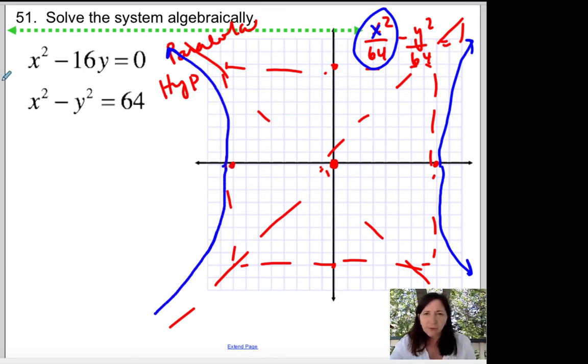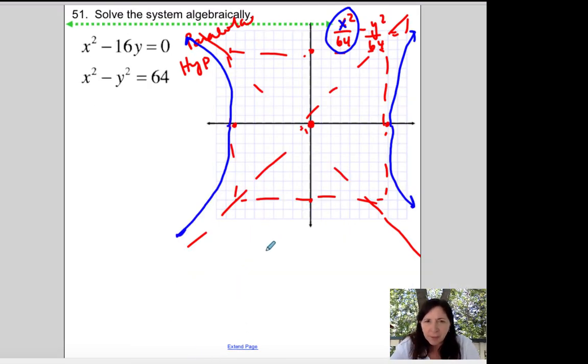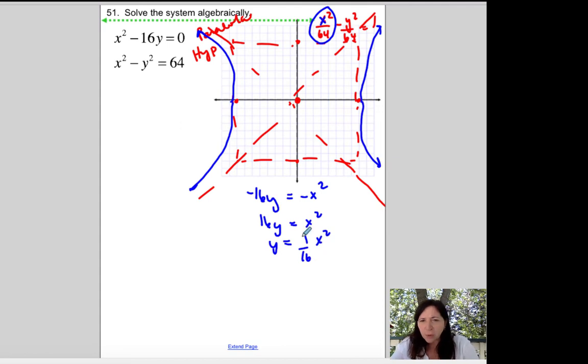Okay, now for this problem, that's a parabola. And so let's see what that would look like. For this problem, I'm going to go negative 16y equals negative x squared. I'm going to get 16y equals x squared. Y is equal to 1 over 16 x squared. So this is a y equals x squared graph. So that's going to go up. It also means that, let's see here, 1/16, it's probably pretty wide.